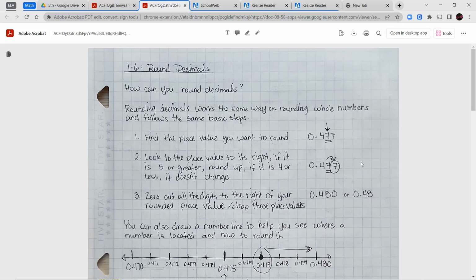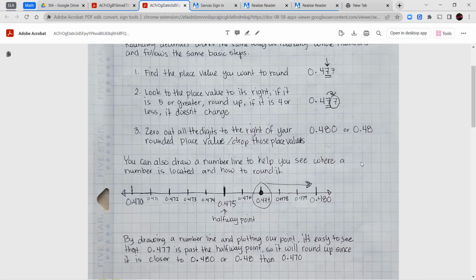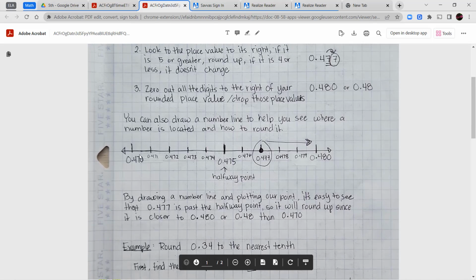You can also draw a number line to help you see where the number is located. Now here we have 47 hundredths or 470 thousandths. You can put that zero placeholder there to help you out. And 48 hundredths or 480 thousandths. Then you're going to find your halfway point. So in between 47 hundredths and 48 hundredths is going to be 475 thousandths.